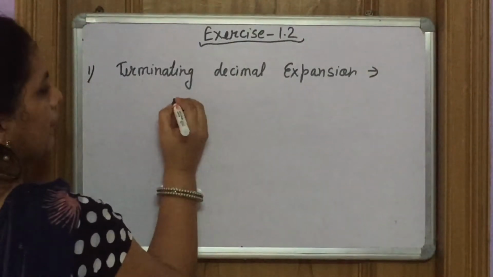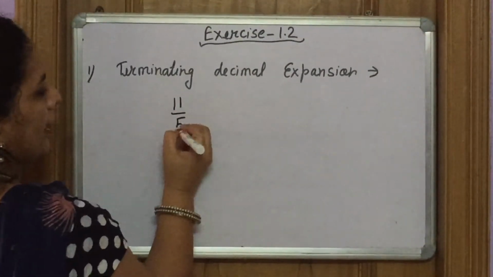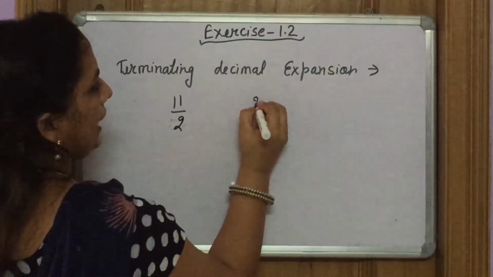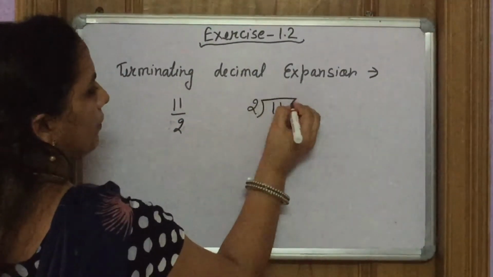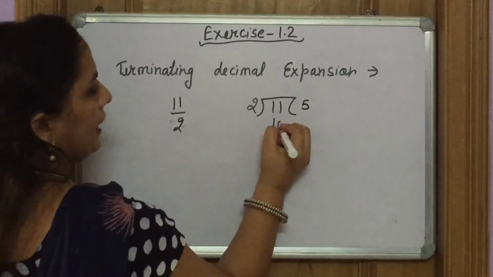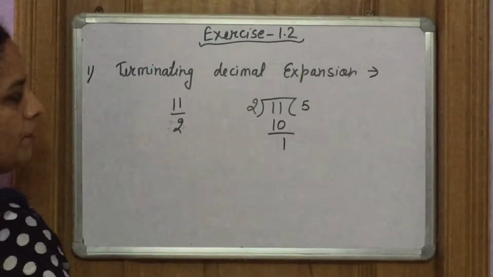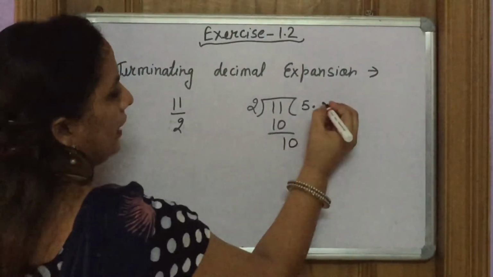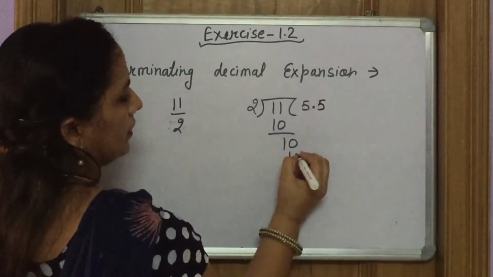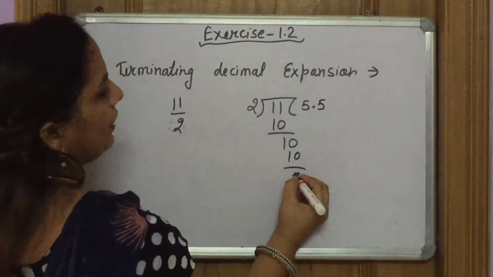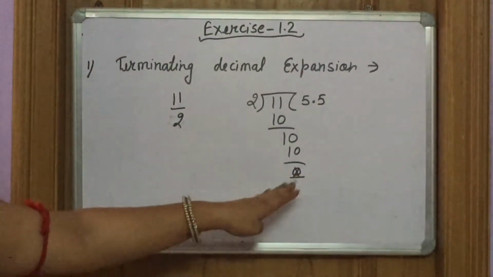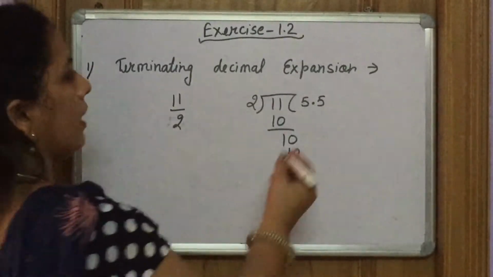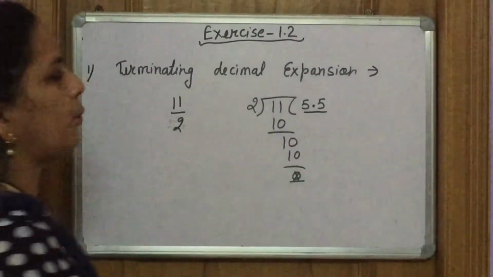For example, if we take 11 by 2. When we divide 11 by 2, we write here 5 and then 10. Then we can take the decimal here. After that we have remainder 0. We get remainder 0 after 2 steps, and our final answer is 5.5.